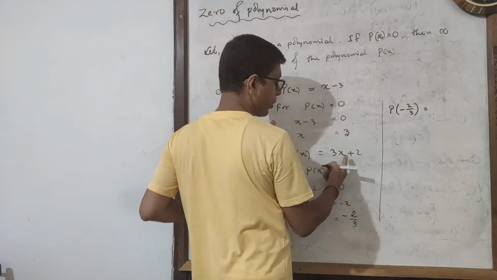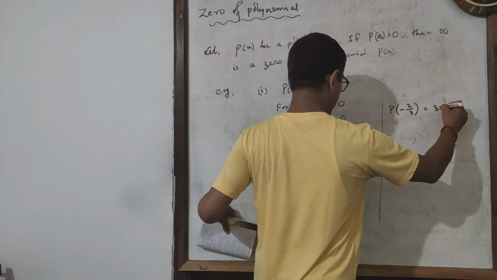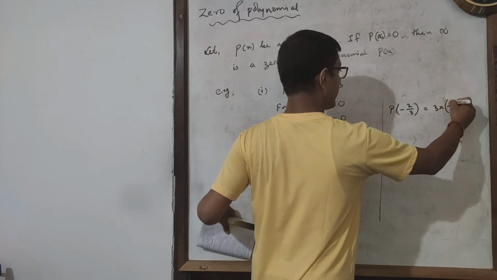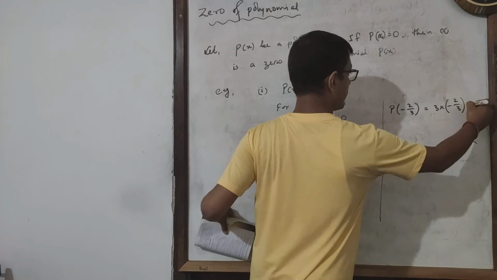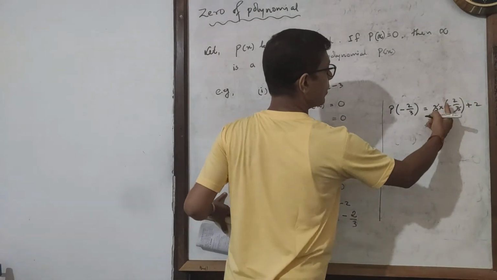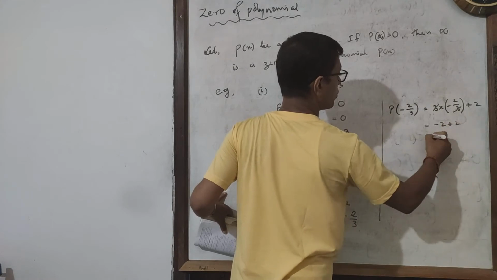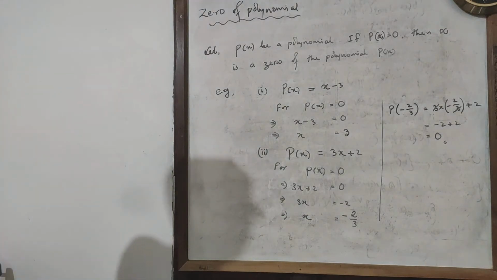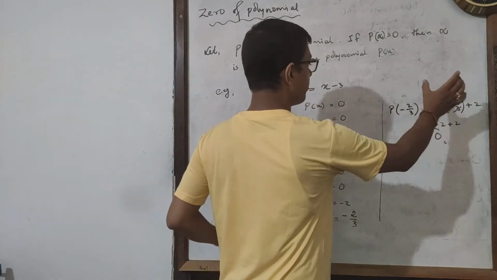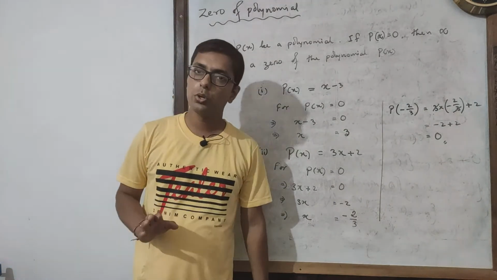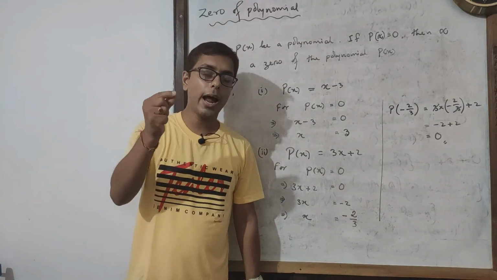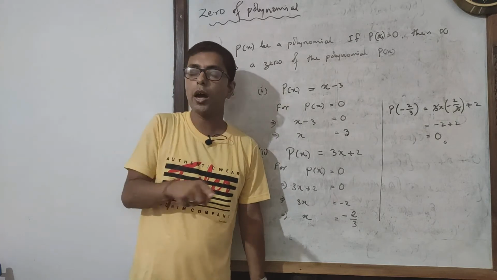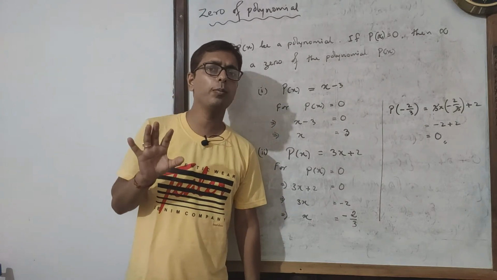P(minus 2 by 3), what was the polynomial then? 3 into x. Now we are substituting x by minus 2 by 3. Then plus 2 is there. So this 3 cancelled. Minus 2 plus 2, all of you know that is 0. So the value of the polynomial has become 0, for which value of x? For minus 2 by 3. Therefore, minus 2 by 3 is called the zero of this particular polynomial. So understood? Zero of the polynomial is that value of the variable for which the entire polynomial would become 0.